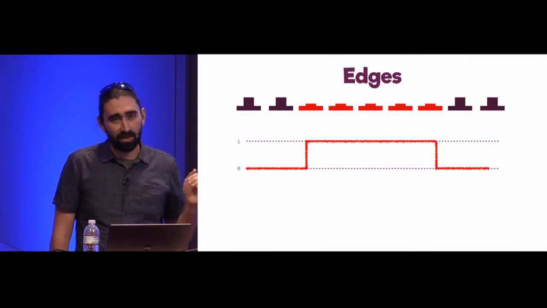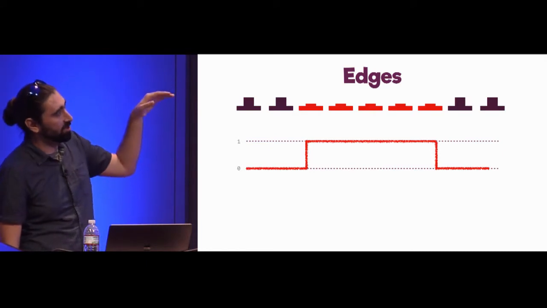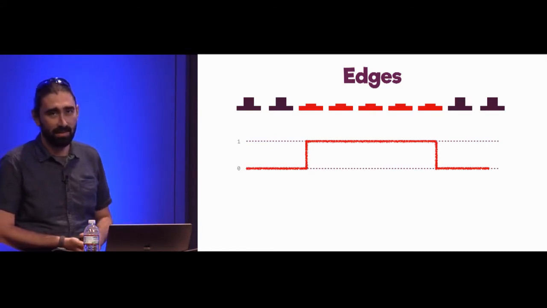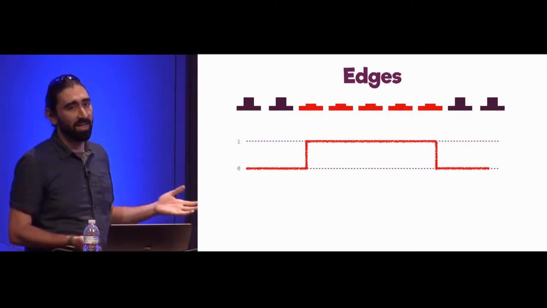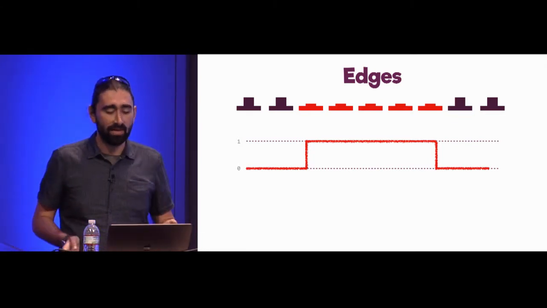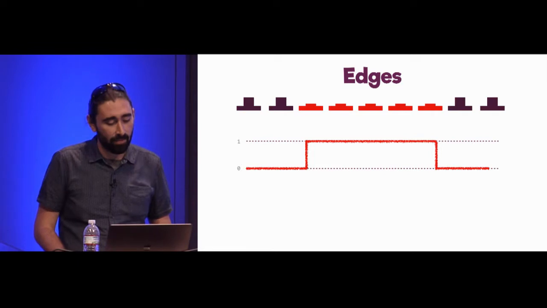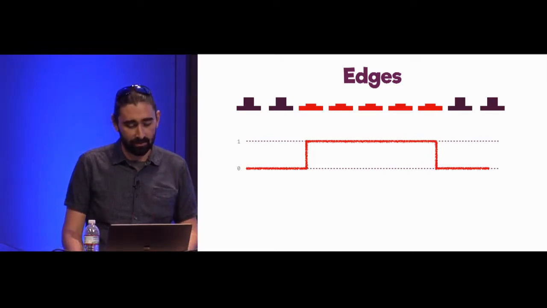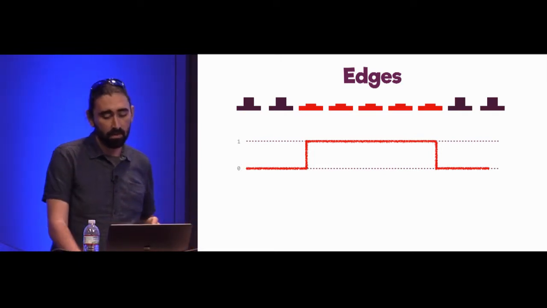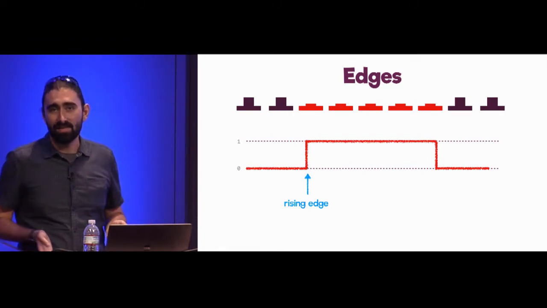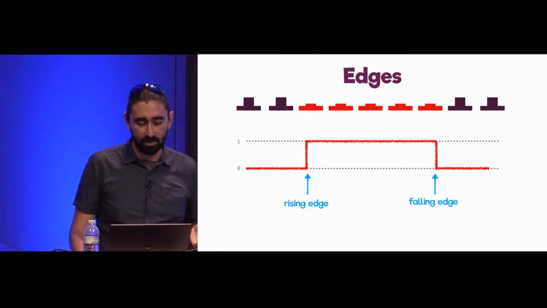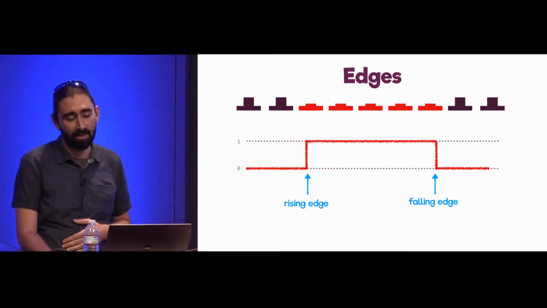So if we look at the logic diagram, which is this line here that just represents the value of the pin, it's pretty obvious to us when something happens that we care about. It's just a vertical line. And these are called edges. When the value is going from 0 to 1, it's called a rising edge. And when it's going from 1 to 0, it's called a falling edge.